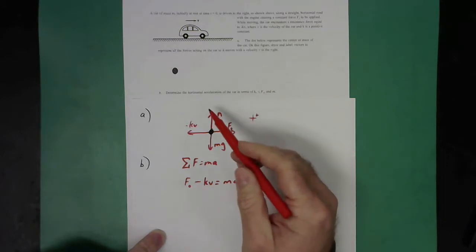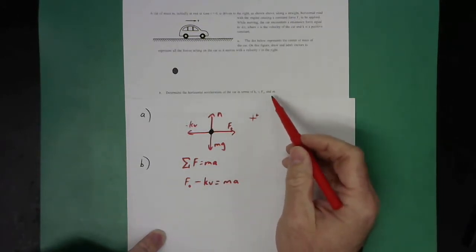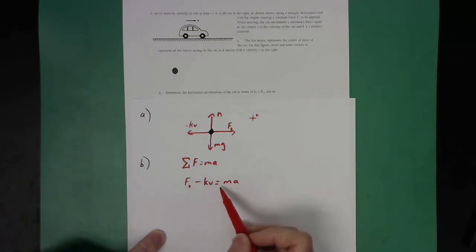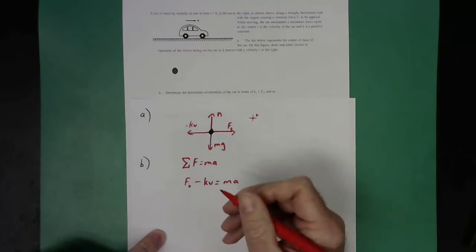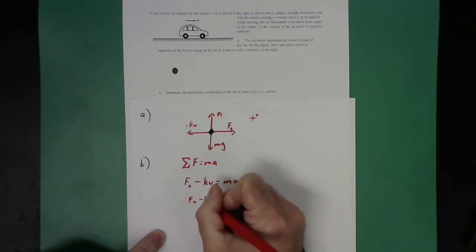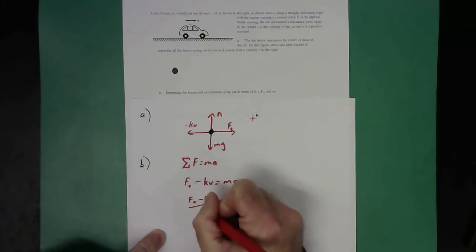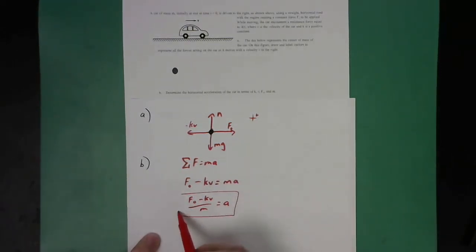They want acceleration in terms of those variables. You say, look, k, v, F0, m, k, v, F0, m. Look at that. I just got to get the a by itself, and I'll be done. And so I just divide through by m. F0 minus kv over m is my acceleration. And that's what they wanted, acceleration in terms of those variables.